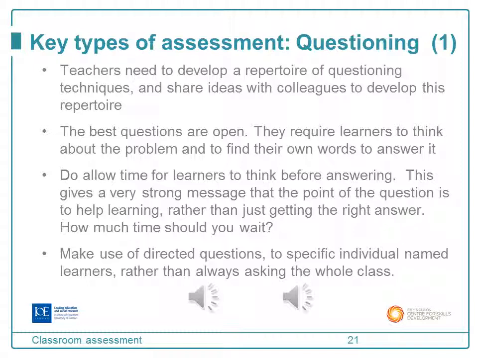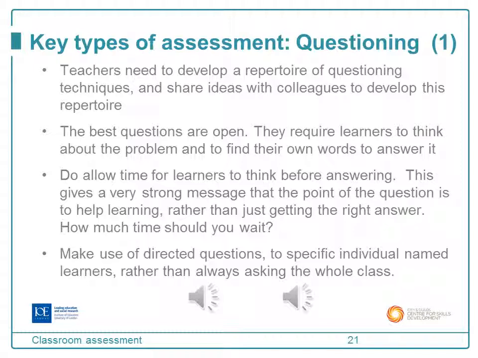If one learner doesn't answer, ask another. If one learner does answer, ask another learner, is that a good answer, or can you add to it? It's important to praise learners for giving an answer, even if it is not the correct or best answer.